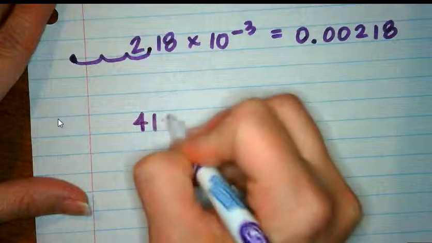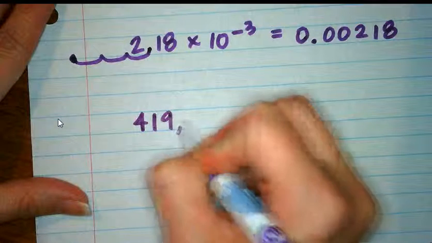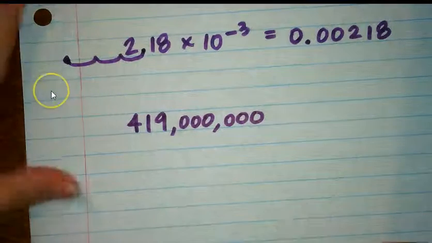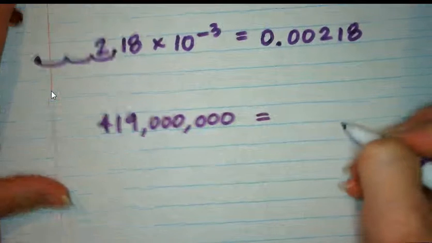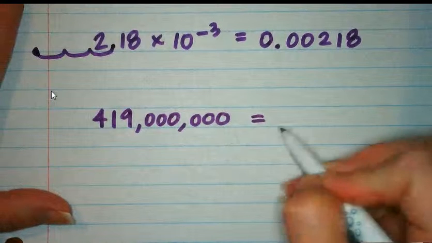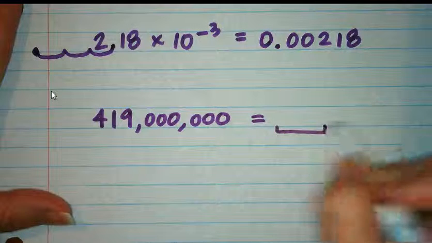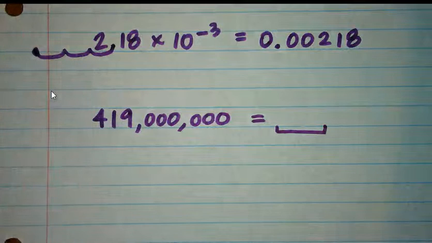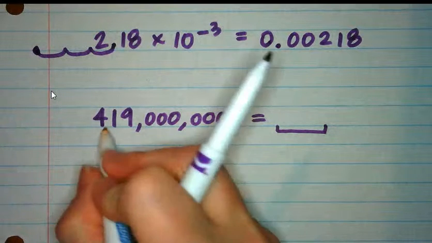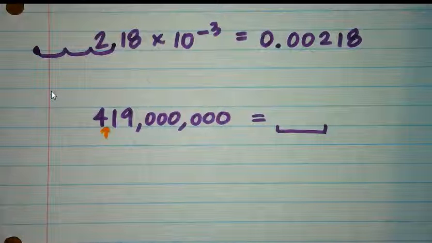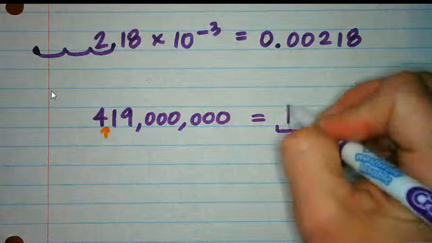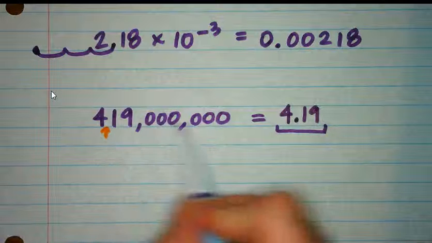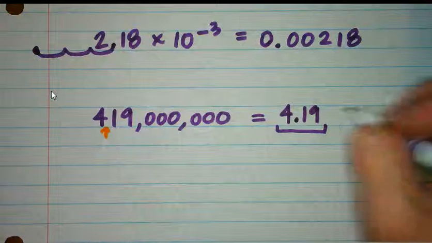So let's say we had 419,000,000. So that's 419 million. So we want to write this in scientific notation. So the first thing we have to do is write this number as a number between 1 and 10. In order for this number to be between 1 and 10, the decimal needs to go right there. So now the number is going to be 4.19. And I don't need these extra zeros, so those are the ones I can leave off.